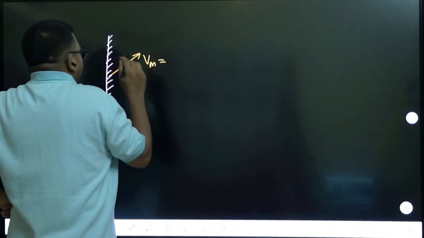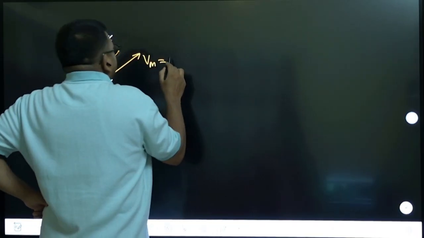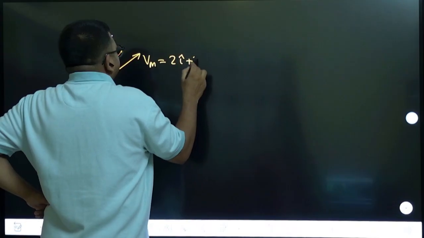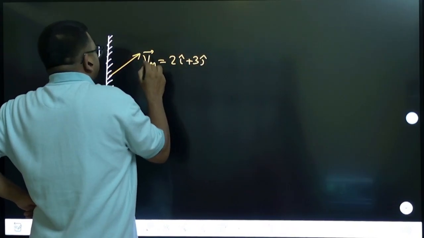So let me give a question on this. Suppose there is a plane mirror. This plane mirror is moving. Now they are not showing which direction it is, but what they have given is that this is moving in this direction. Okay, this velocity is given. Let us say the velocity of the mirror is 2 i cap plus 3 j cap.